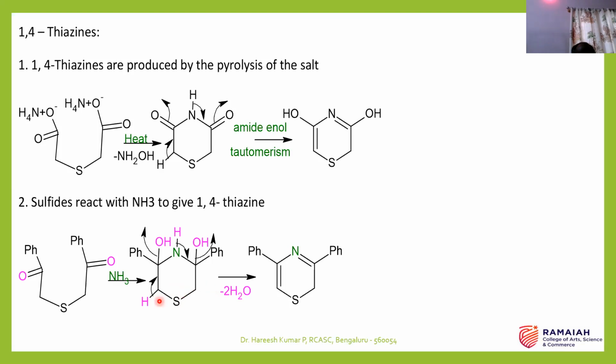How will it go? This bond pair can come over here. This OH picks up this proton, and goes out as water. Similarly, this bond pair can come over here. This OH takes up this proton and goes out as a water molecule. So this is how 1,4 thiazine is obtained.